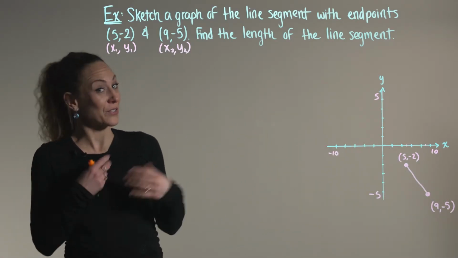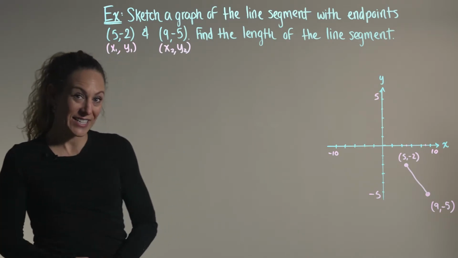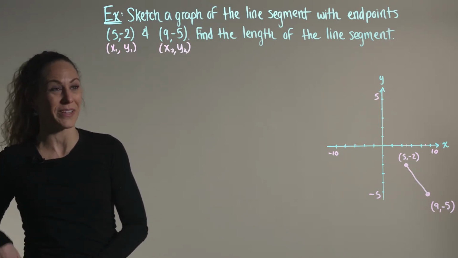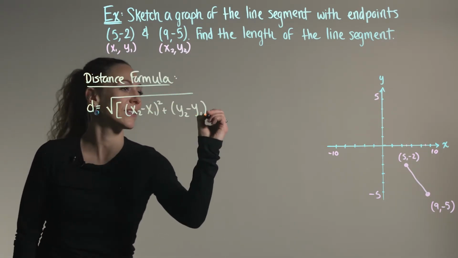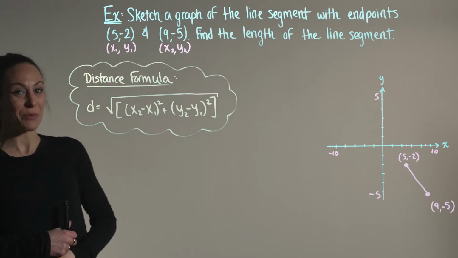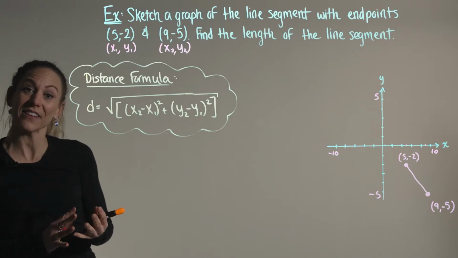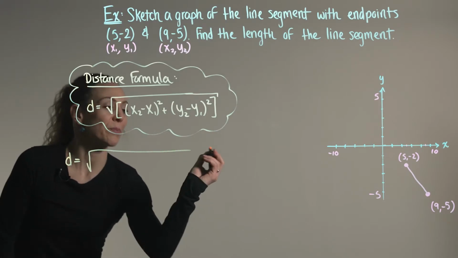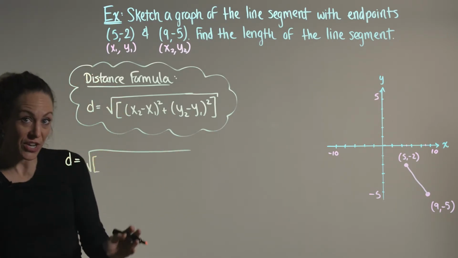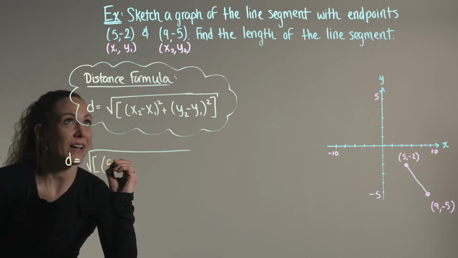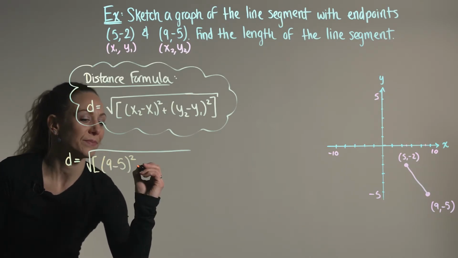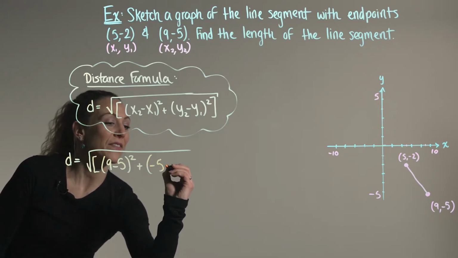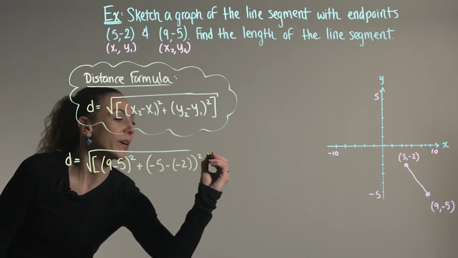Now that we have sketched a graph of this line segment, we're ready to find the distance between the endpoints. In order to do that, we need to recall the distance formula. Plugging our given endpoints into the distance formula, we can find the length of our line segment. So d is equal to the square root of the change in our x values, 9 minus 5 squared, plus the change in the y values, -5 minus -2 squared.